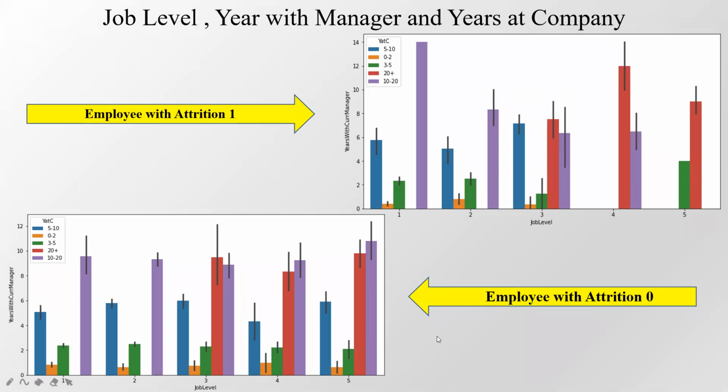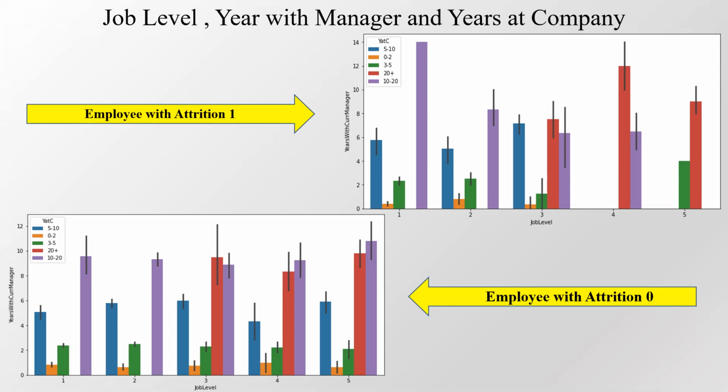So this is basically the graph which we have plotted between job level, years with manager, and years at company. These are the two graphs. The above graph is for the employees who have left the company, and you can see that for job level 1, the orange bar indicates the employees who have worked with managers for the initial 0 to 2 years.